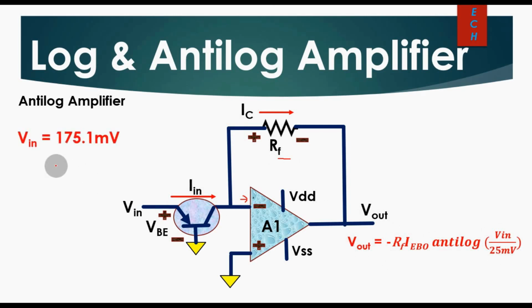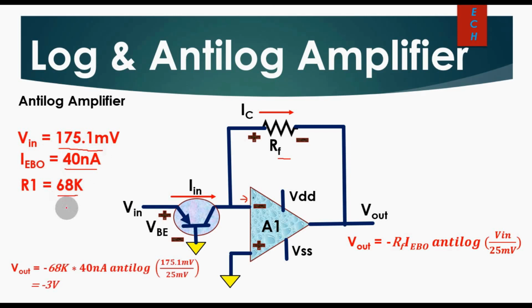So let us say your input signal is 175.1 millivolt, which was in our last case. Your IEBO equals 40 nanoampere, and R1 equals 68K. Now you want to find V out. V out equals, you can replace all these values here, minus 68K into 40 nanoampere, anti-log of 175.1 millivolt divided by 25 millivolt. So you will get minus 3 volt.